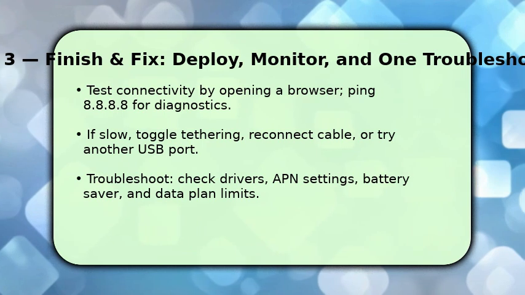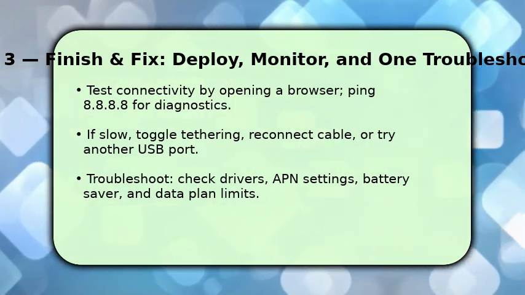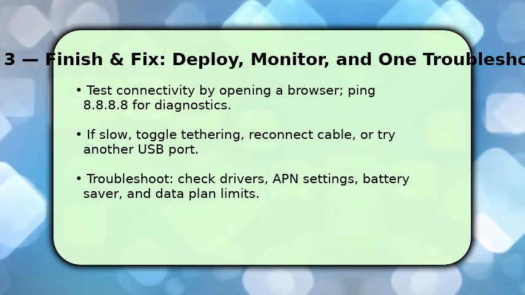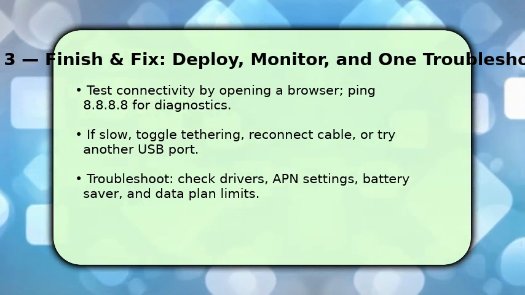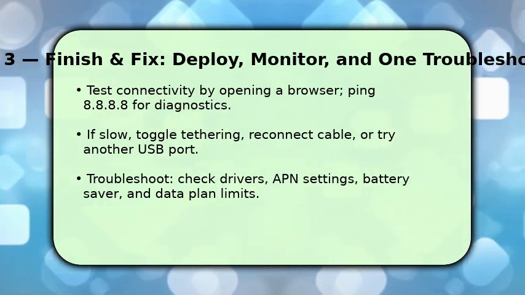or swap the cable. Make sure battery saver or data limits aren't blocking background traffic, and verify APN settings match your carrier. If nothing works, reinstall drivers on the computer or restart both devices. This common fix often restores the USB internet link.